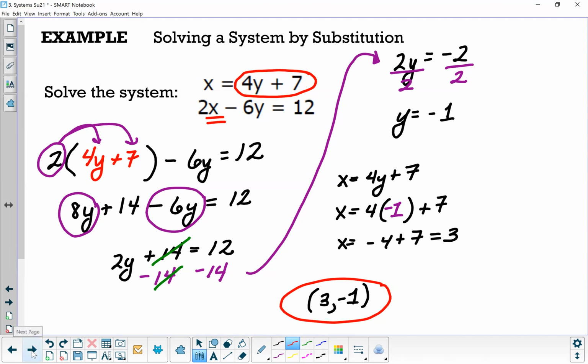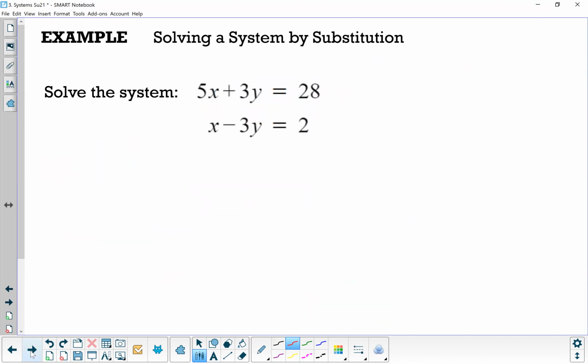All right, let's see another example. This time we have the system 5x plus 3y equals 28 and x minus 3y equals 2. Now, this particular system was not as kind to us. We don't have one equation where we're already solved for a variable, but that's okay. If you look at the second equation, it's actually quite easy to solve that particular equation for x. And so that's what I'm going to do.